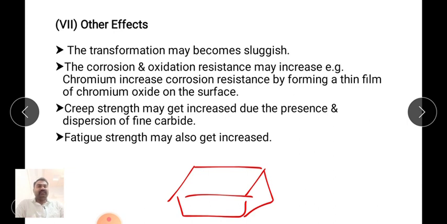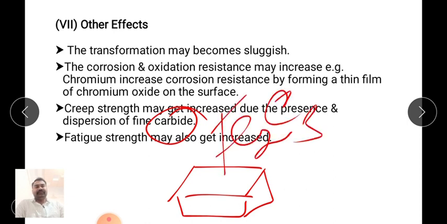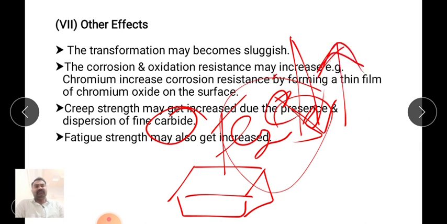Then creep strength may get increased due to the presence and dispersion of the fine carbide. Okay, so the formation of carbide also decreases, the formation of carbon also decreases, and creep strength also increases. Creep strength means there will be some fatigue strength, and crack formation will be prevented, and creep resistance or creep strength will increase. Is it? Then fatigue strength may also get increased. Fatigue strength what happens? It increases. Is it? Understood? These two effects remain from the last lecture that we have covered today.